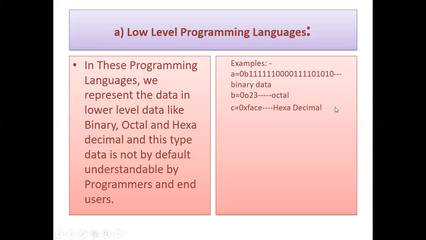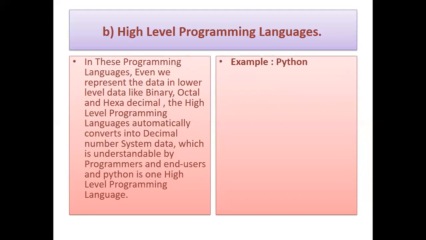So, what does Python programming do? It is a high-level programming language. Even if we represent the data in lower-level formats like binary, octal, hexadecimal, it will automatically convert it into the decimal number system, which is understandable by the end user.